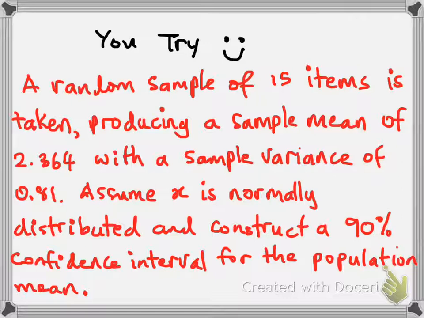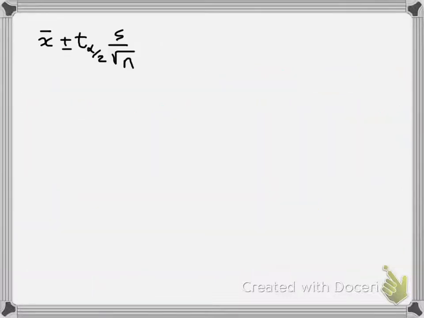Let's read the question first of all. A random sample of 15 items is taken, producing a sample mean of 2.364 with a sample variance of 0.81. Assume X is normally distributed and construct a 90% confidence interval for the population mean. So what we're trying to do here is create a confidence interval for the population mean. The formula for our confidence interval is as shown: x bar plus or minus t sub alpha over 2 multiplied by s over root n. Because we don't know the population standard deviation, that's why we're using s.